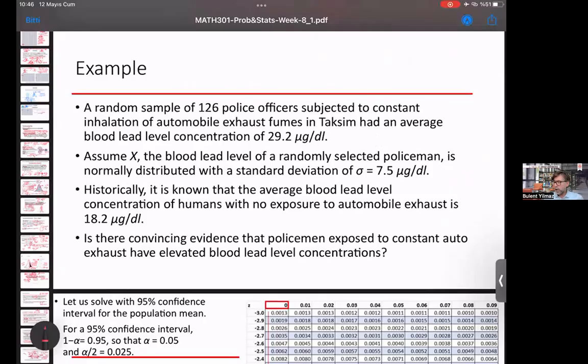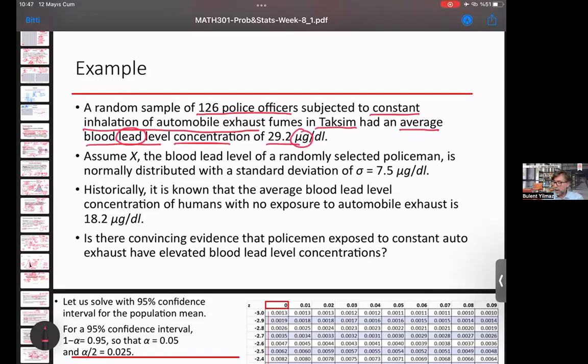I have 126 police officers, and they are constantly inhaling automobile exhaust fumes in the Taksim area. They have an average blood lead level concentration of 29.2 micrograms per deciliter.